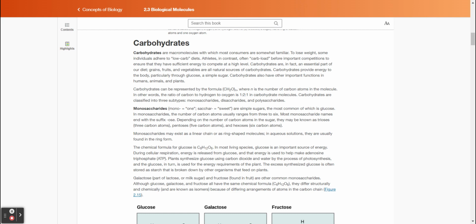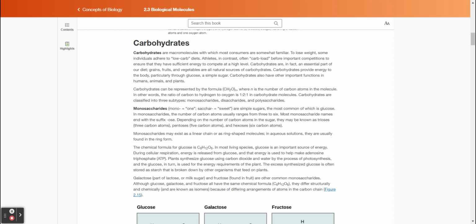Carbohydrates. Carbohydrates are macromolecules with which most consumers are somewhat familiar. To lose weight, some individuals adhere to low-carb diets. Athletes, in contrast, often carbo-load before important competitions to ensure that they have sufficient energy to compete at a high level. Carbohydrates are, in fact, an essential part of our diet. Grains, fruits, and vegetables are all natural sources of carbohydrates. Carbohydrates provide energy to the body, particularly through glucose, a simple sugar. Carbohydrates also have other important functions in humans, animals, and plants.